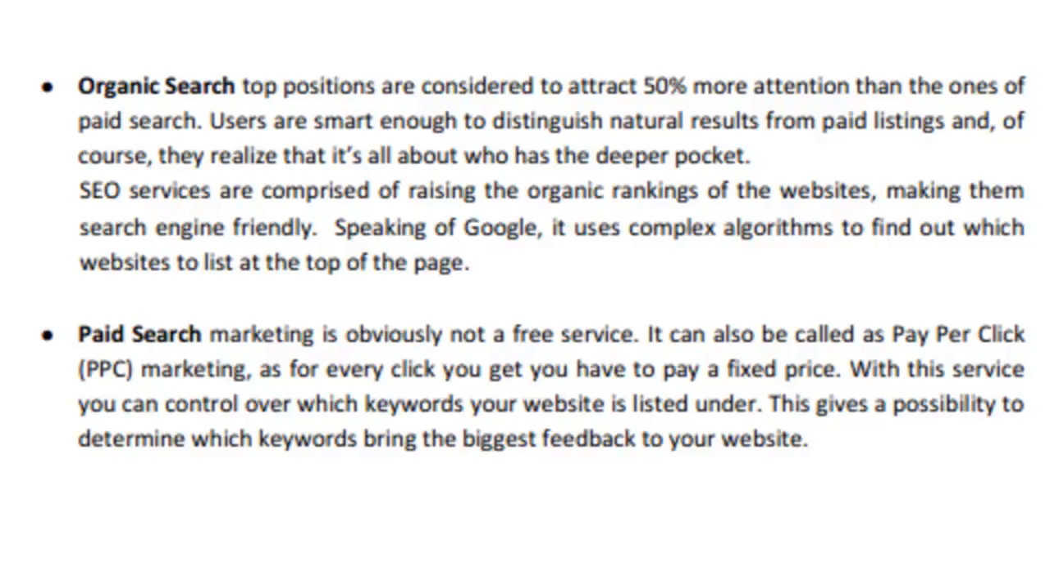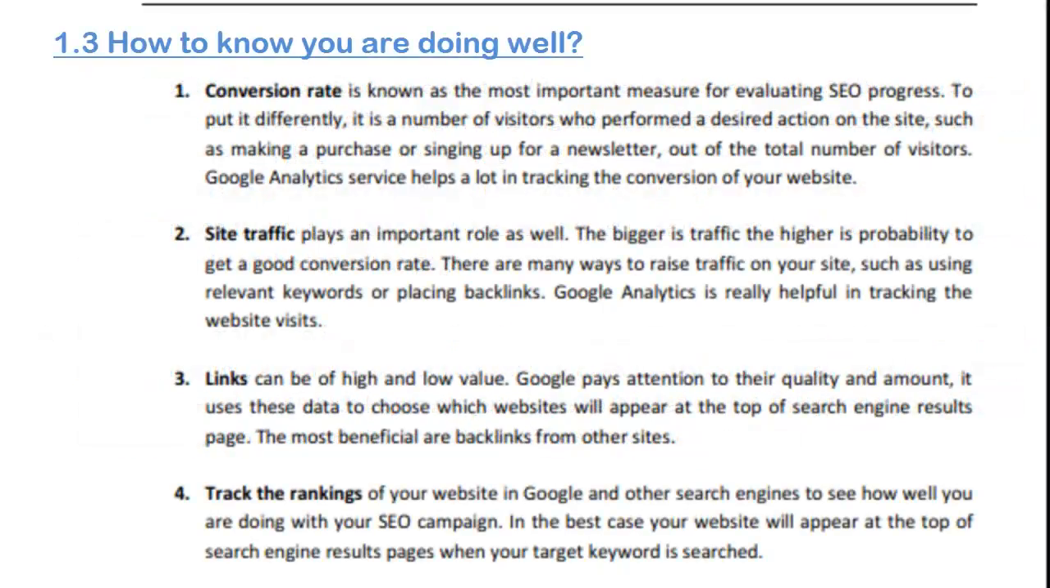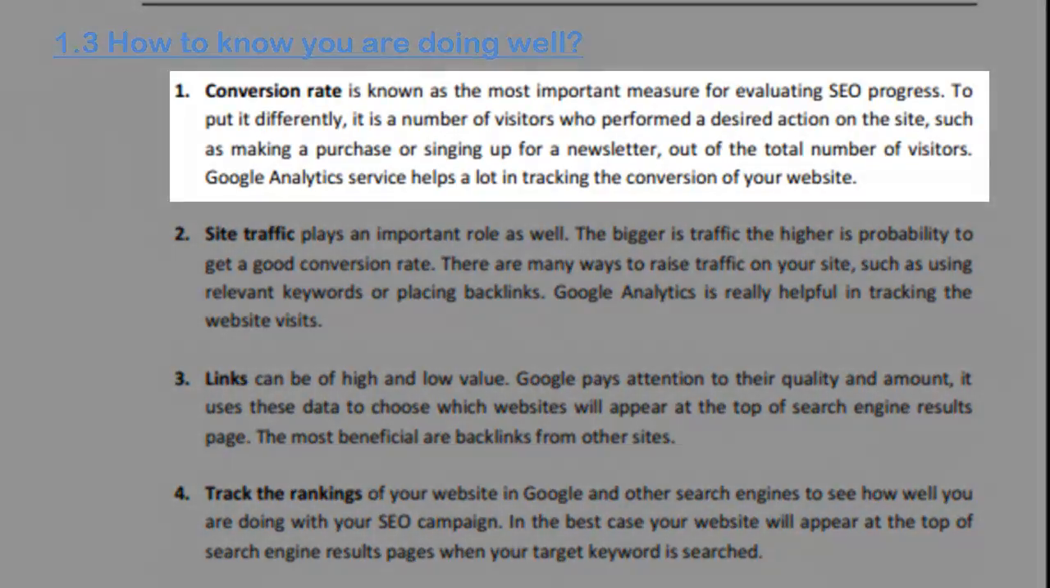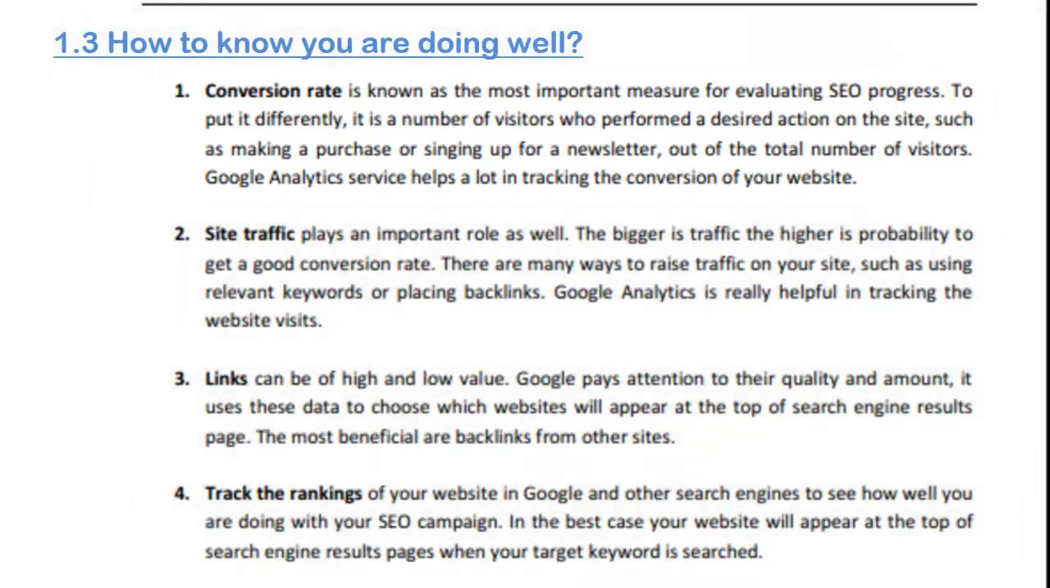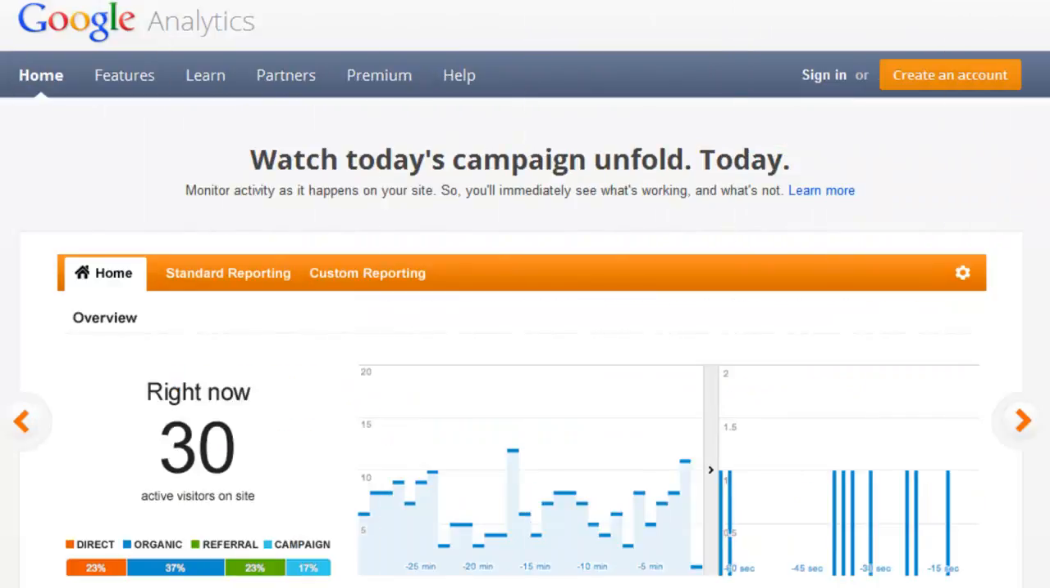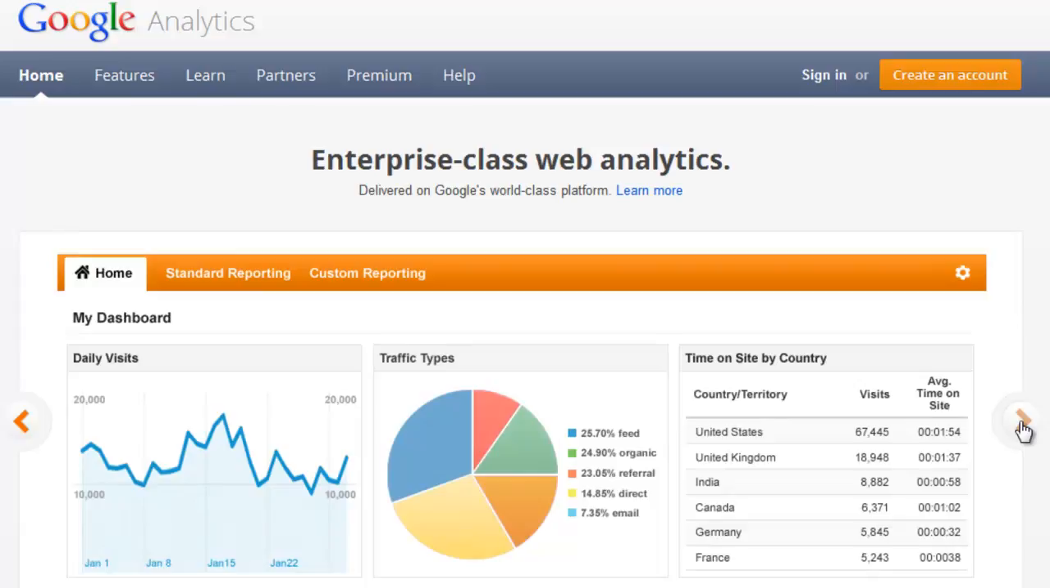Moving on, we look at some key characteristics to know if you're doing well. A site's conversion rate is known as the most important measure for evaluating SEO progress. Increasing this can mean that you're increasing your site's efficiency and improving bottlenecks. It is defined as the number of visitors who performed an action, such as sign up for a newsletter, out of the total visitors. Google Analytics is a service that helps a lot in tracking the conversion of your site, and we will go more in depth on that later in the series.